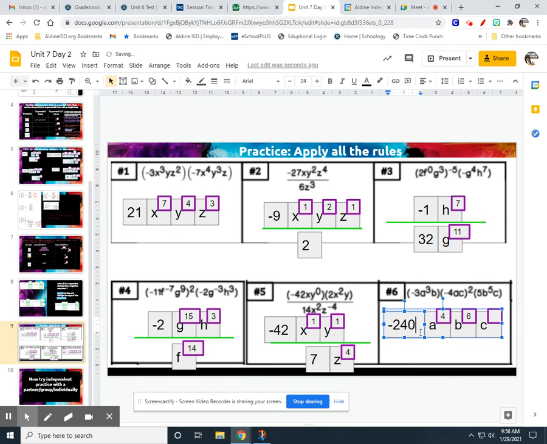Negative 240. All right, so this is squared, and then that's that. So it's going to be 5. All right, b and b to the 5th is b to the 6th. This is going to be a squared c, and then 1 is going to be 3. Okay.